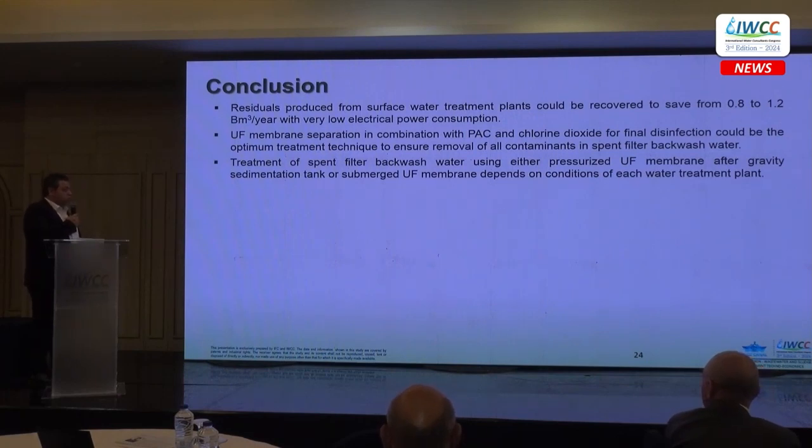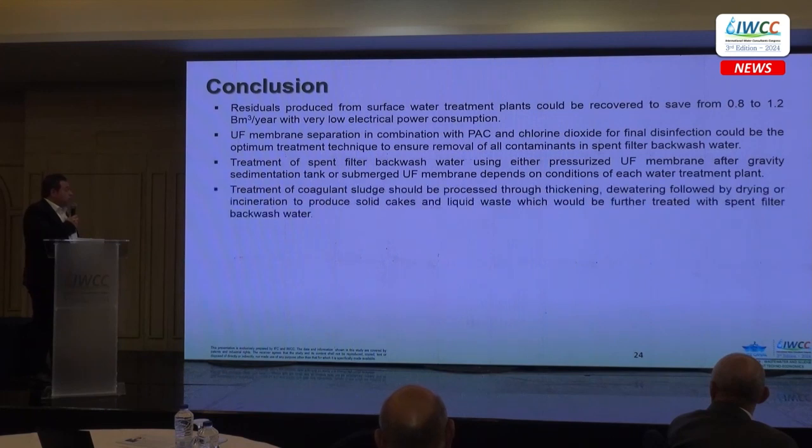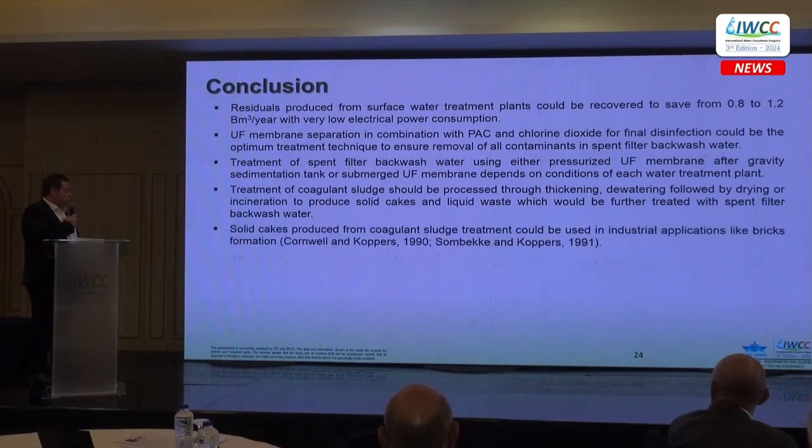Treatment of spent filter backwash water using either pressurized membranes after a gravity sedimentation tank, or submerged membranes, depends on conditions of each water treatment plant and according to the designer of the plant. Treatment of coagulant sludge should be processed through thickening, dewatering, followed by drying or incineration to produce solid cakes and liquid waste, which could be further treated with spent filter backwash water. Solid cakes produced from coagulant sludge could be used in industrial applications like brick formation.